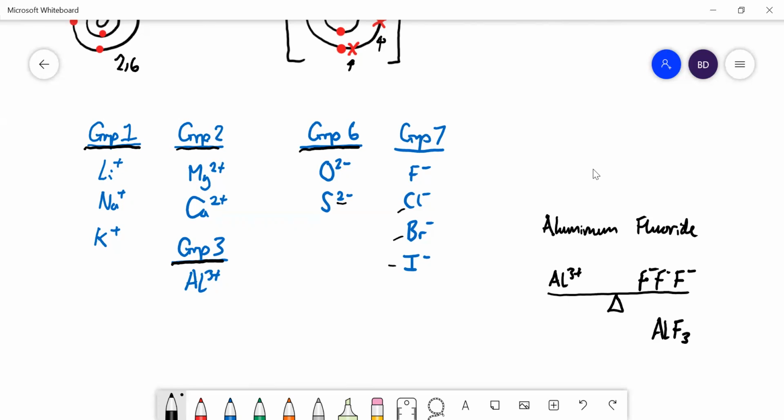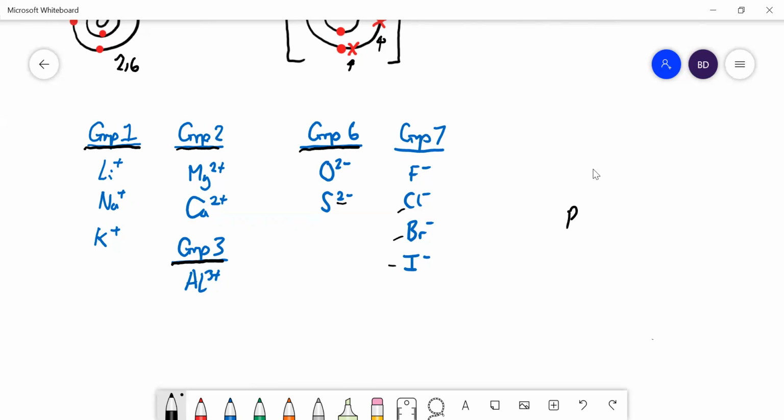Okay, let's do another example then. Let's do potassium oxide this time. So, seesaw: we've got a K+ on that side, and we've got an O2- on that side. But there are too many minuses and not enough pluses, so we need another K+ there. So the formula of potassium oxide is K2O.